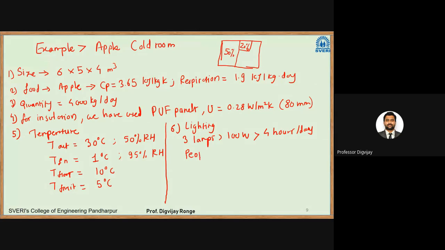Again speaking of internal loads, we have people. In this case we have 2 people. Okay, they are also working on an average 4 hours per day. Okay, in seventh we have this equipment load. In that case we have a fan.